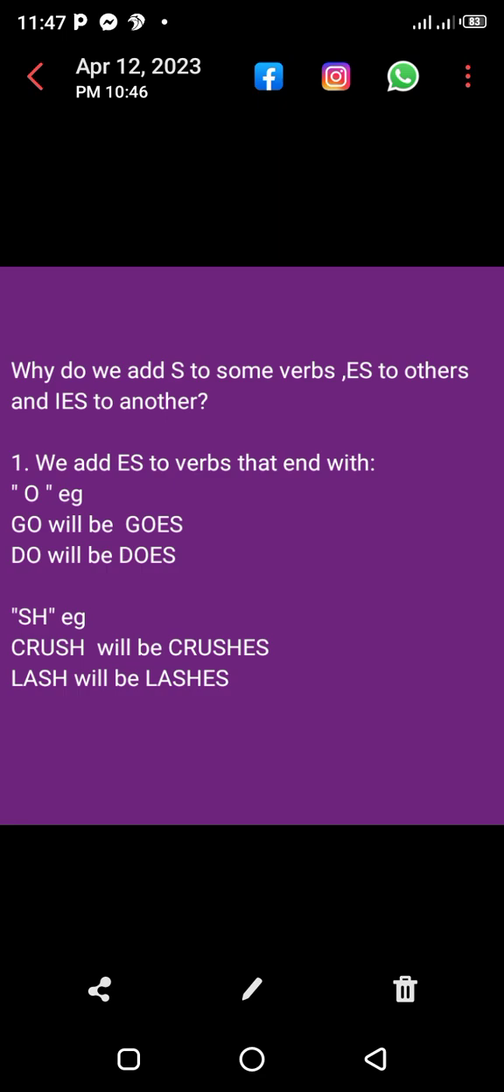The other reason we add es is to verbs that end with sh. The verb crush ends with sh. You add es to form the singular. When you add es to it, it gives you crushes. The verb lash ends with sh. When you add es to it, it will give you lashes.